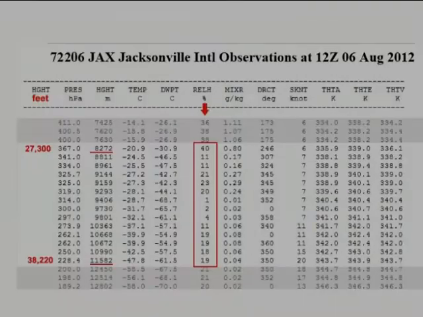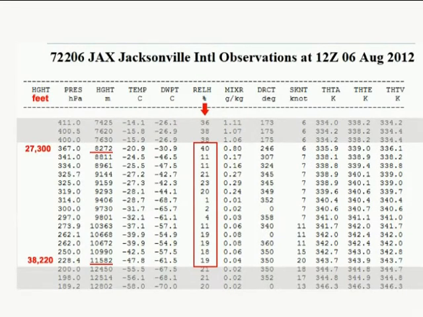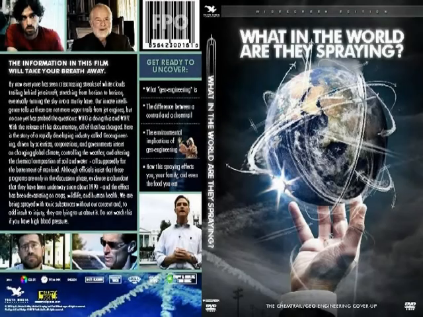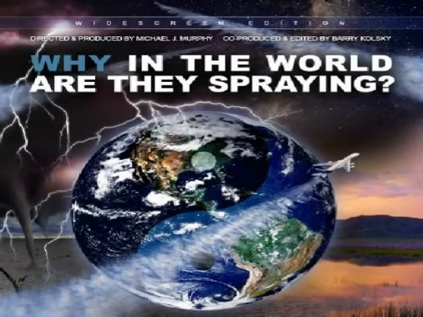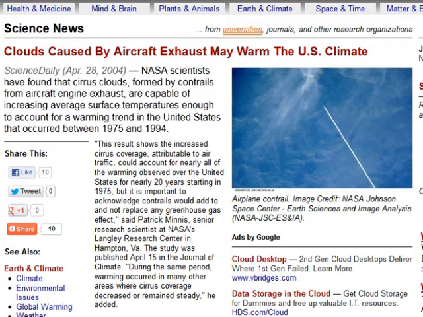The appearance of persistent contrails in conditions of very low relative humidity can only mean one thing, that the persistent contrails are not water vapor. So the question is, what in the world are they spraying? Well, if you've read the Belfort report and you've watched these documentaries, you know that there's a government cover-up on a global operation to modify the weather, to create droughts, create floods, and destructive climate change.